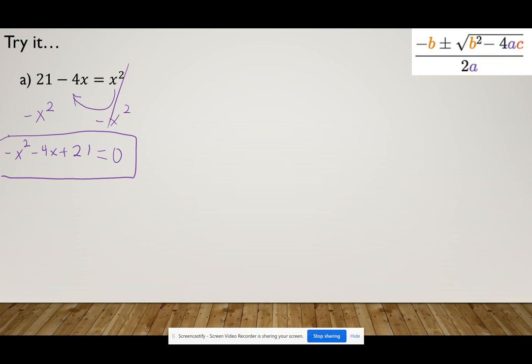Okay, so now in looking at this equation, I have to determine what is A, B, and C. So in this case, A equals negative 1 because there's a negative sign in front of x squared. B equals negative 4. And C equals 21.